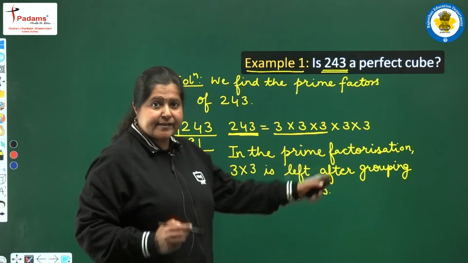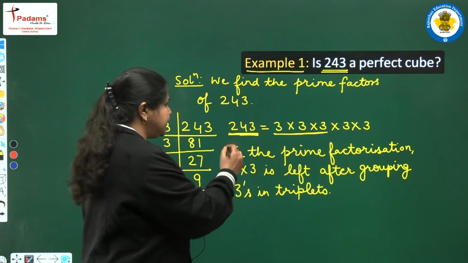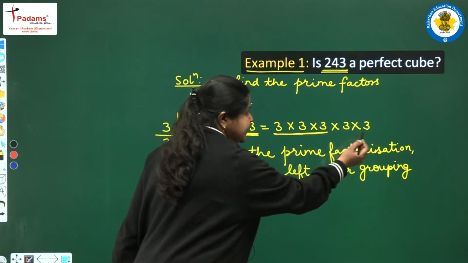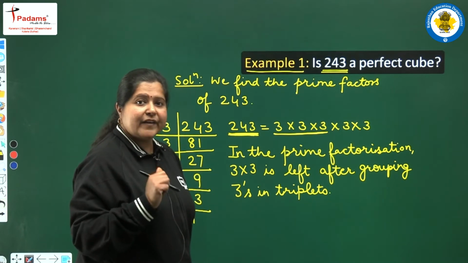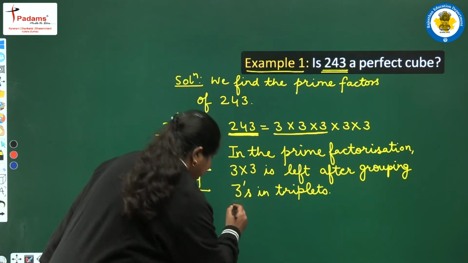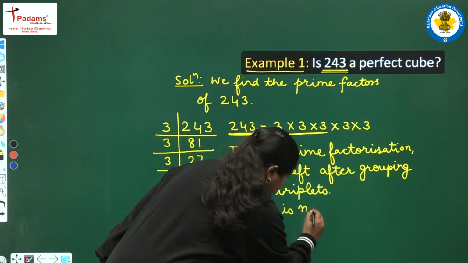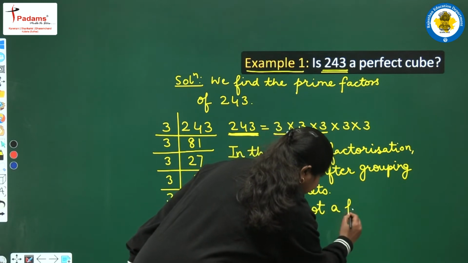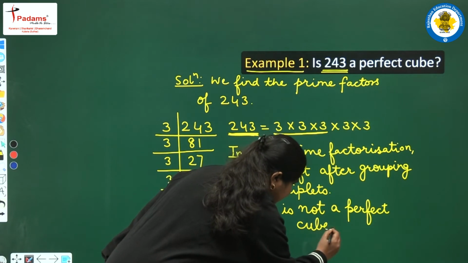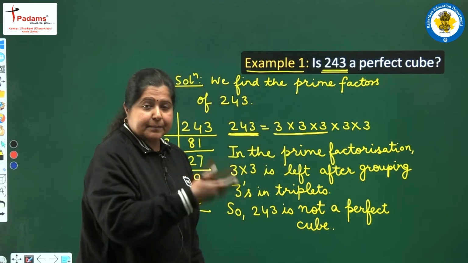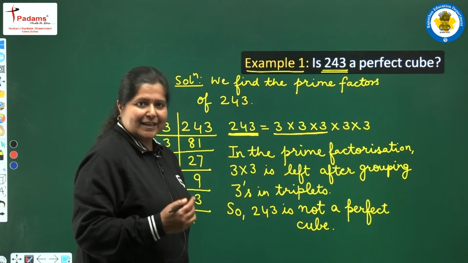अगर prime factors 3-3 के group में appear हो, तब वो नंबर परफेक्ट क्यूब होता है. पर अभी क्योंकि इसका ट्रिपलेट नहीं बन पा रहा है, इसलिए 243 is not a perfect cube. इसका मतलब ऐसा कोई नंबर नहीं है जिसको 3 टाइम्स अपने आप से मल्टीप्लाई करें तो आंसर में हमें 243 मिले.